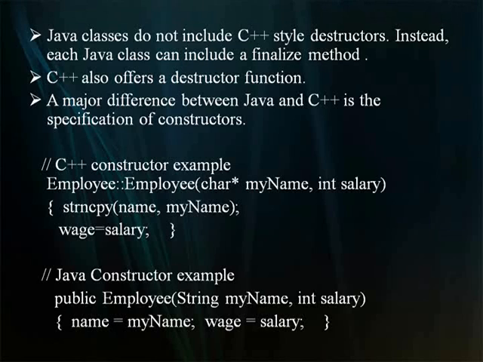Because Java includes a garbage collection feature for the automatic release of unreferenced memory, Java classes do not include C++ style destructors. Instead, each Java class can include a finalize method that can be used to perform any object cleanup. The finalize method is declared in the Object class because Object is the ultimate base class of all Java classes. Finalize is available to every Java class.